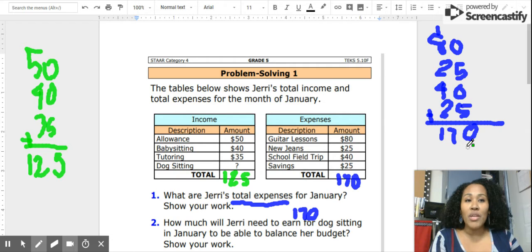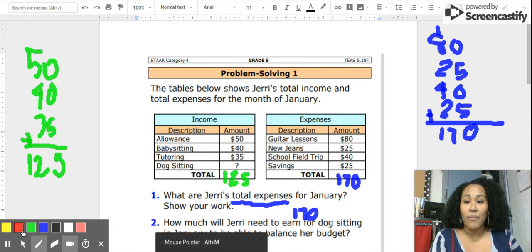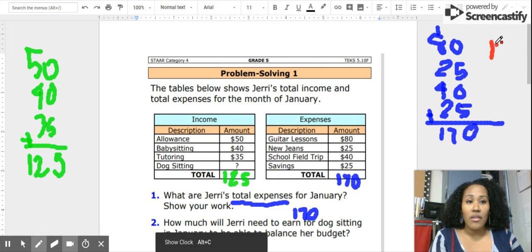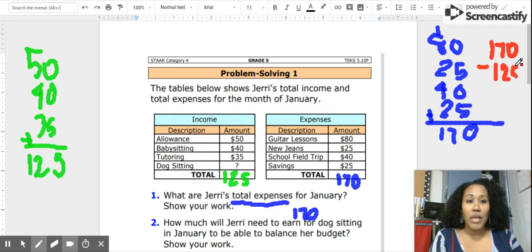So normally when I'm thinking of a budget problem, I'm going to have some type of subtraction in there somewhere. So I'm going to subtract what I do have, 170. That's my total expenses. And I'm going to subtract my total income. So I can't take 5 away from 0, so I'm going to have to borrow. So this is going to become a 6, while this becomes a 10. 10 minus 5 is 5. 6 minus 2 is 4. So let me see if this answers the question. How much will Jerry need to earn for dog sitting in January to be able to balance her budget? So she needs to earn $45 for dog sitting.